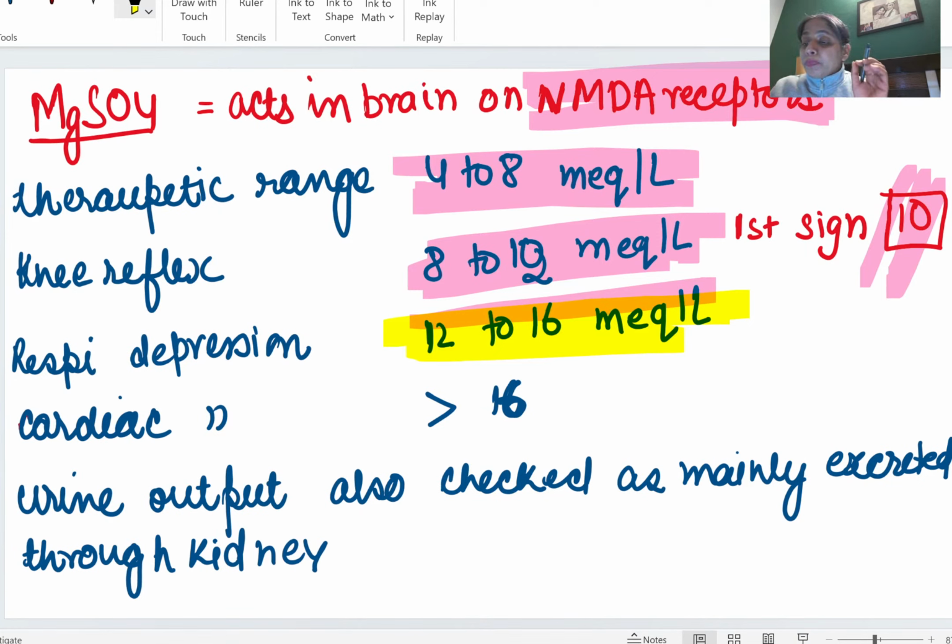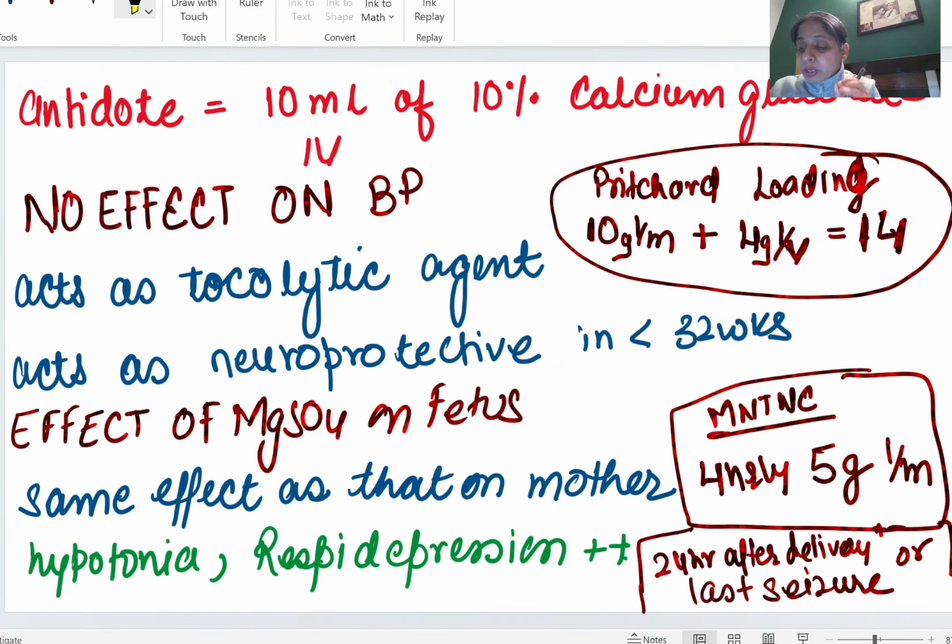Urine output is also checked, because magnesium sulfate is mainly excreted through the kidney. Three things are checked while we are giving magnesium sulfate, to see whether toxicity is occurring or not. Number 1 is knee reflex, number 2 is respiratory rate, and number 3 is urine output.